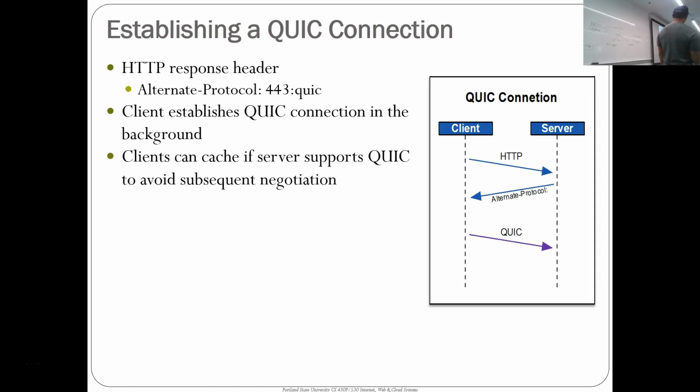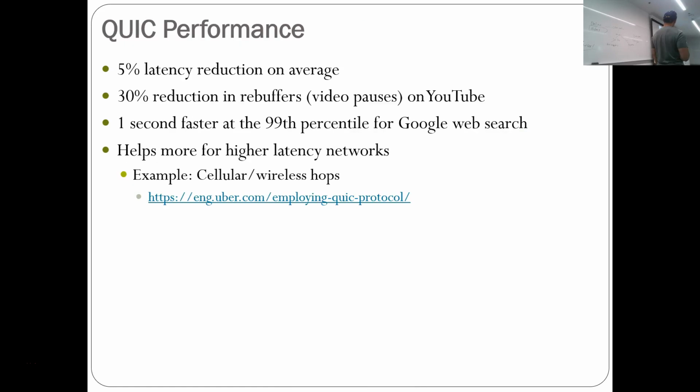In terms of establishing a QUIC connection, you basically send the same HTTP request. You connect up to port 80 on the server, and then it will ask you whether or not you want to use an alternate protocol. If it supports QUIC, it will give you this header, and then you can just speak QUIC to the server. So that's how the incremental deployment works. You can ask the server if they support QUIC and then start using it immediately.